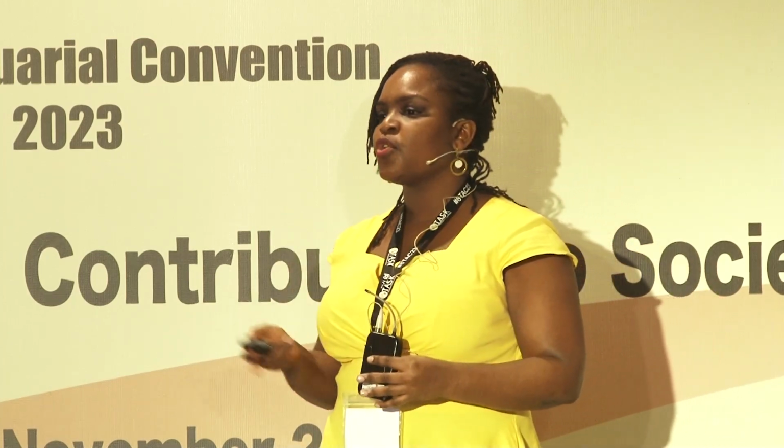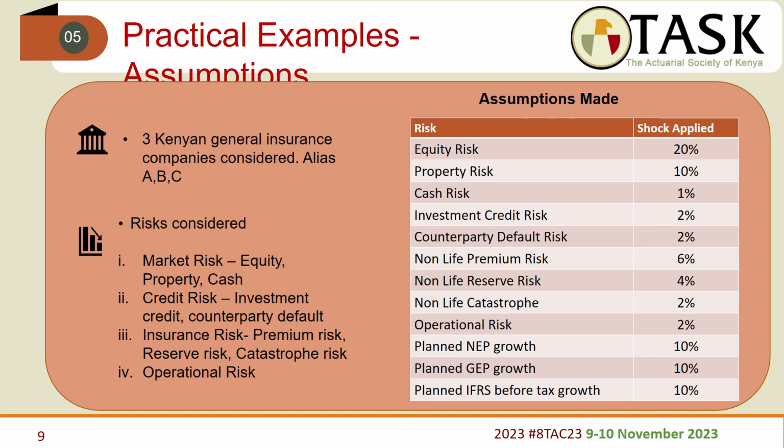So the same way we have shocks on our RBC is the same way we would have shocks on your earnings at risk, except that they are based on a 1 in 10 year horizon. So you can see, for example, just like RBC, we have equity risk and property risk having higher shocks than cash risk, investment credit risk, and so on.